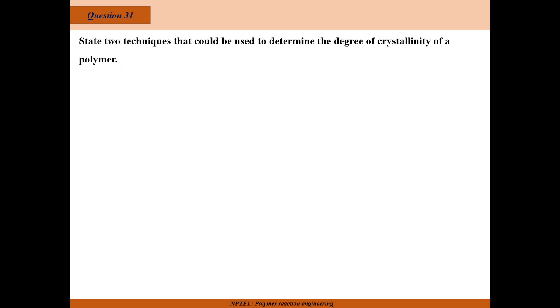State two techniques that we could use to determine the degree of crystallinity in a polymer. XRD is one; with it we can find the crystallinity. The other is the DSC technique, where we can also get an idea about the glass transition temperature. That will give us an idea of how crystalline the material is. The more rubbery it becomes, the more amorphous it gets. So basically it is XRD and DSC.